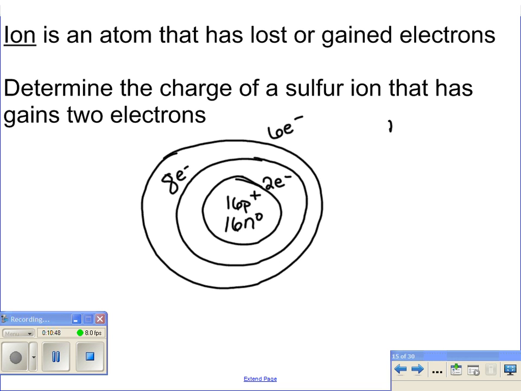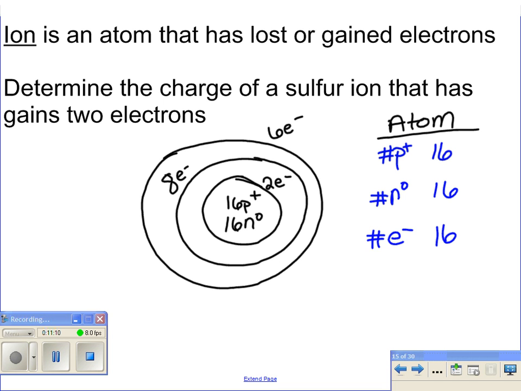So for the atom, we see that the number of protons is 16, the number of neutrons is 16, and the number of electrons is 16. So when we take our positive protons and subtract our negative electrons, we end up with a neutral charge on the atom.